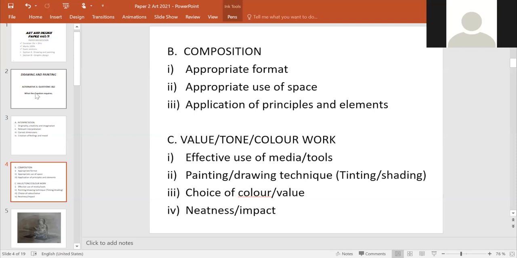When you're talking about a format, we have two types of format for creating a pictorial composition or an artwork: the portrait format and the landscape format. There are those compositions that will require a landscape format.